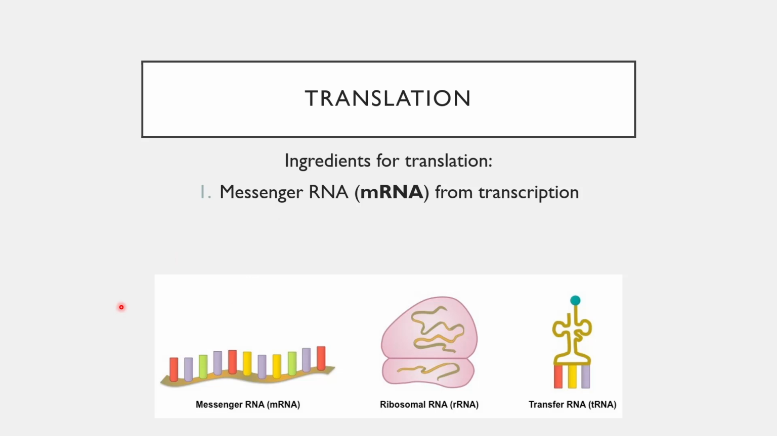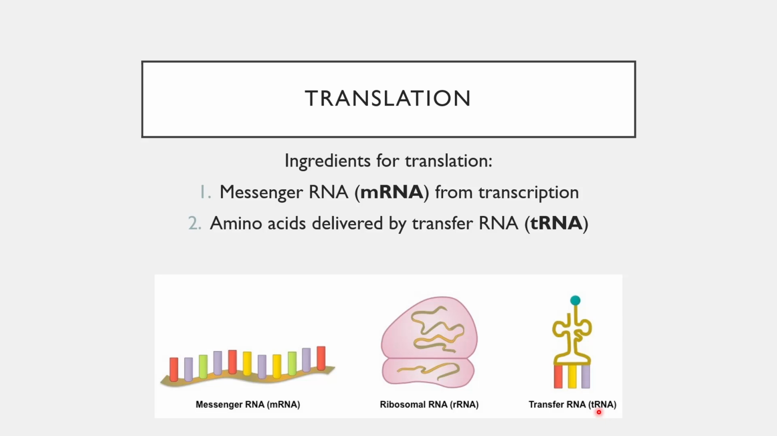We also, as we just said, need amino acids. Amino acids are the raw material that makes up the protein, and these are delivered to the translation process by a special class of RNA molecules called transfer RNA, or tRNA as it is abbreviated. But more on that in a second.